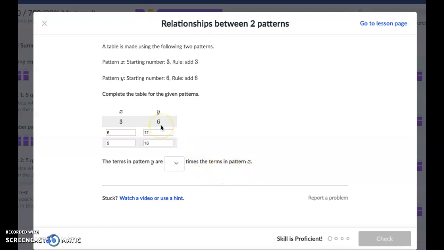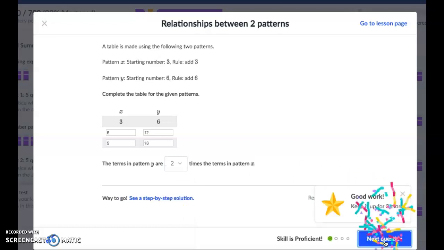So 6 is how many times 3? So 6 is 2 times 3. 12 is 2 times 6. 18 is 2 times 9. So it's always 2 times the pattern.